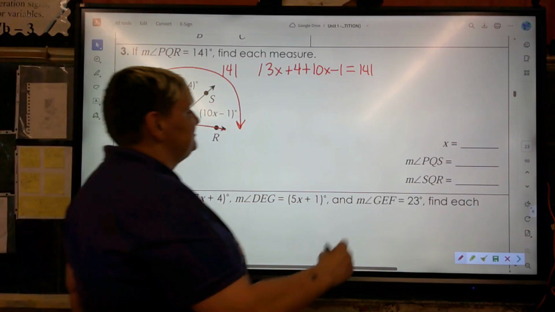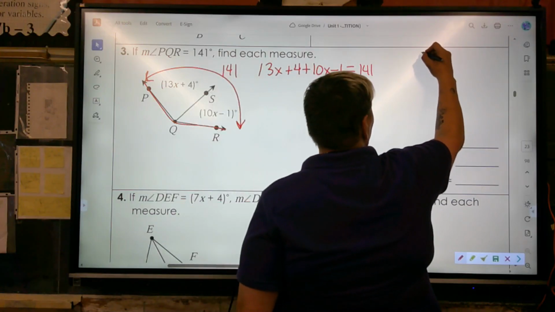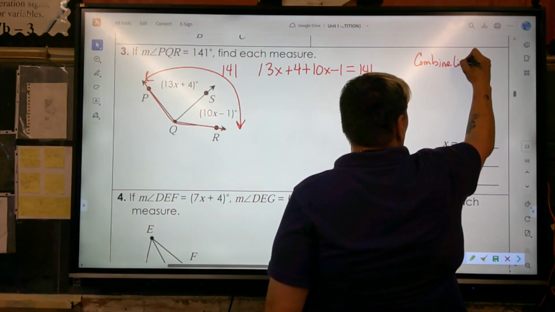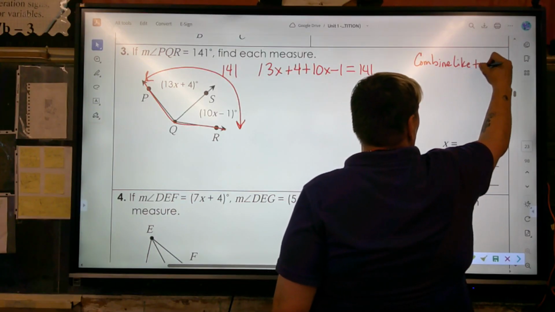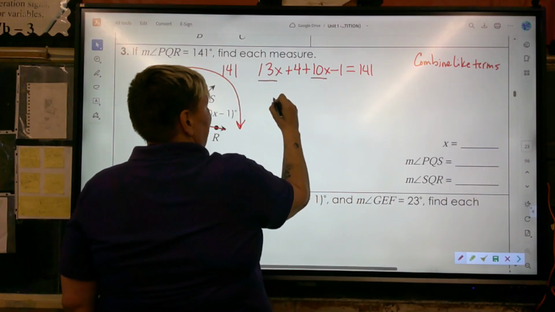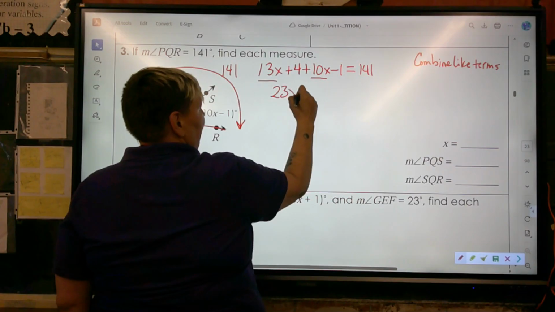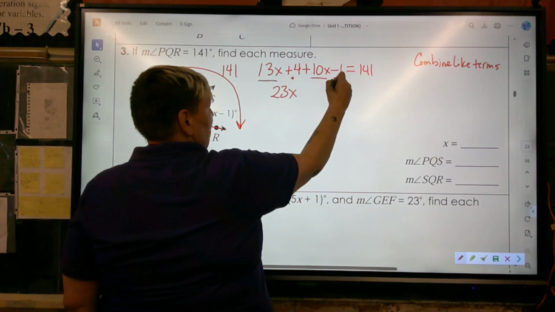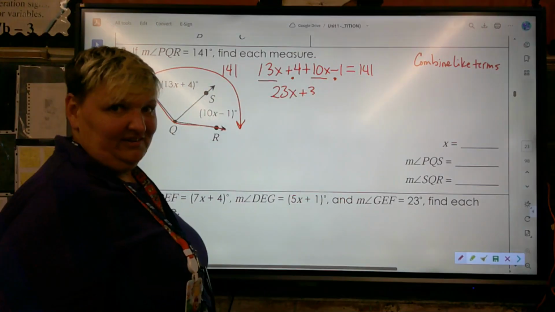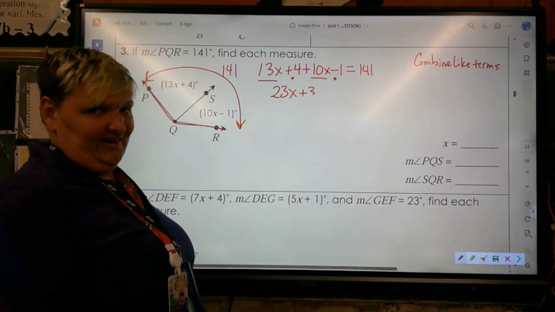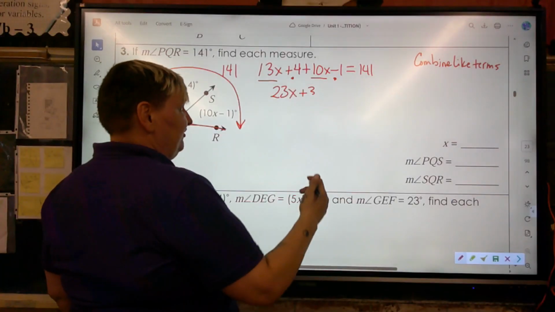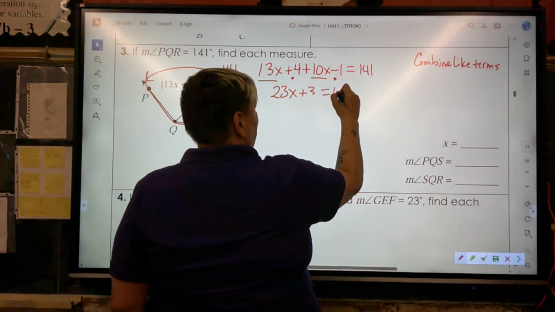All right, follow the steps. What's step 1? Combine like terms. All right, 13x and 10x is 23x. 4 minus 1 is a positive 3. Don't forget that positive sign. Or if it's a negative sign. Because it's your operator, it tells you what to do. Don't forget it. Equals 141.